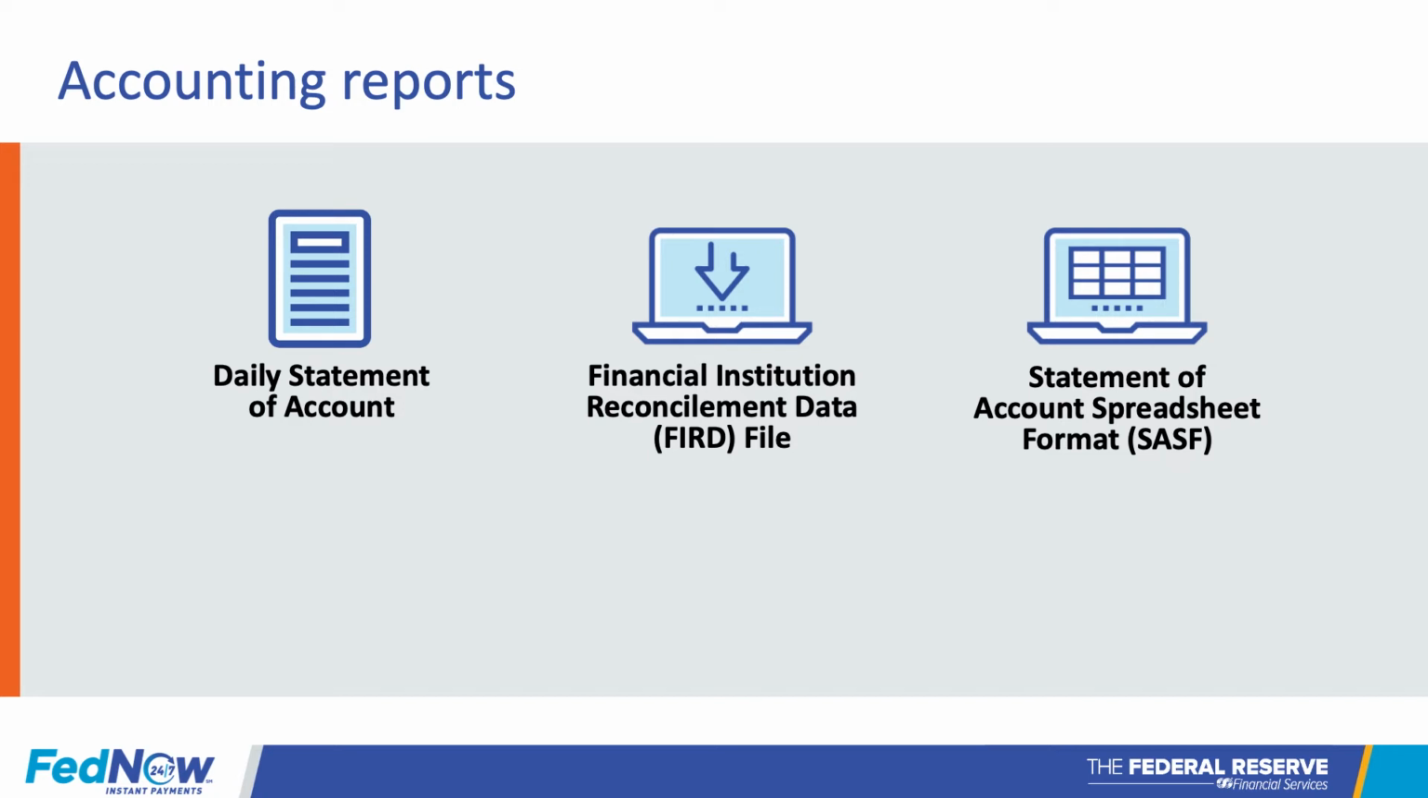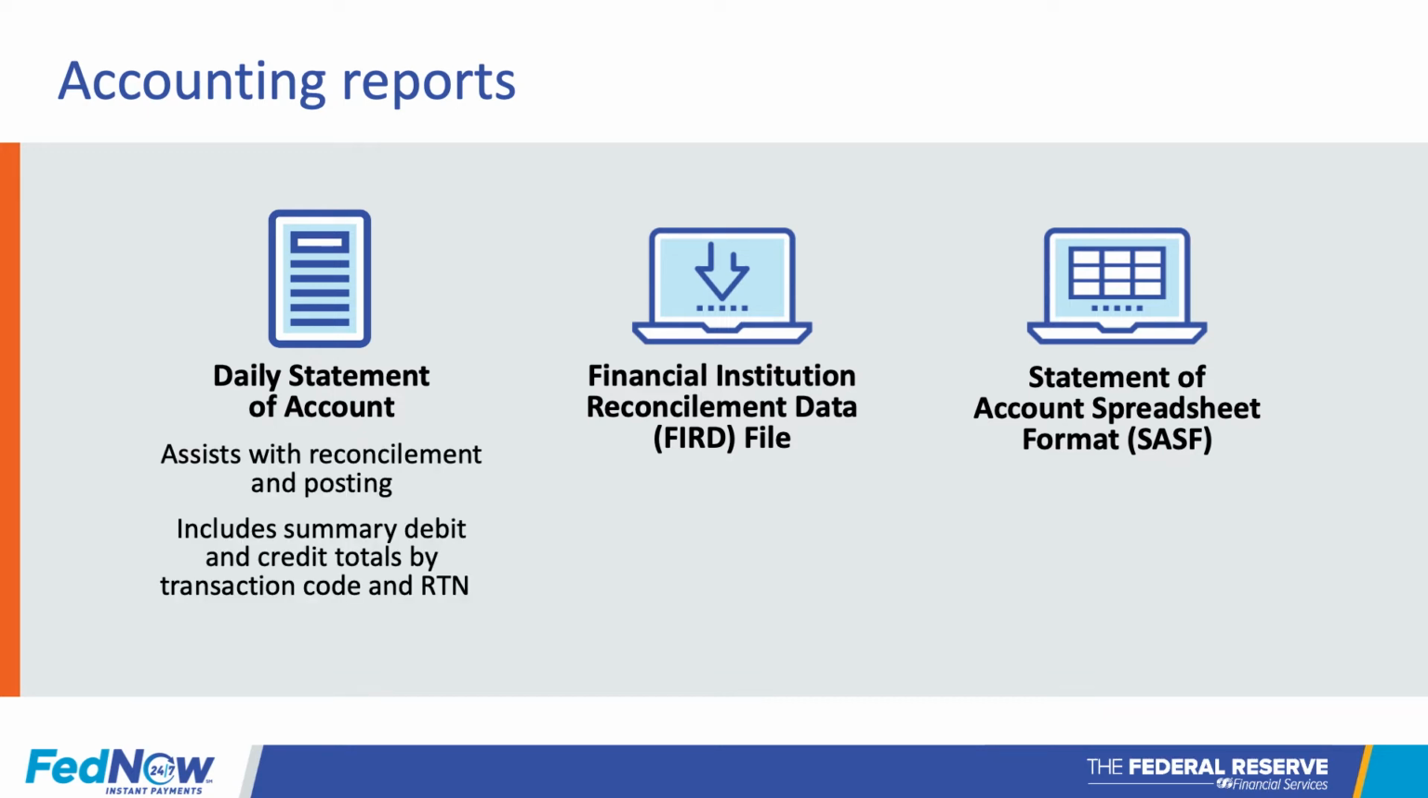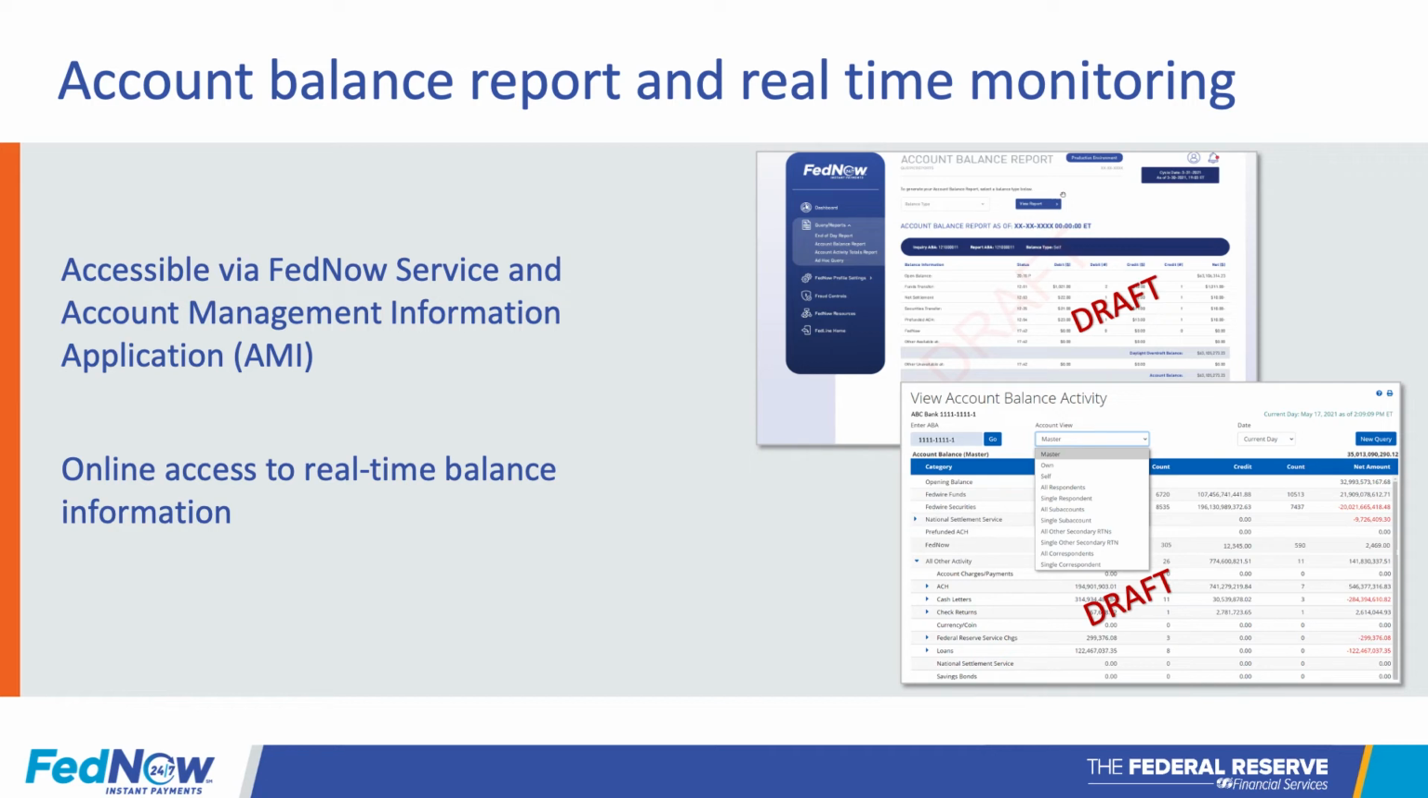The Federal Reserve accounting reports can also assist your institution with reconcilement and posting functions between your institution and the Federal Reserve. FedNow Service debit and credit transactions will be reflected in these reports by new FedNow Service transaction codes. The Daily Statement of Account will include summary debit and credit totals by transaction code and by RTN, and the FIRD and SASF files will include individual FedNow Service transactions. The Account Balance report will be available via the FedNow Service and the Account Management Information application, allowing access to real-time account balance information, which can help you monitor and manage your Federal Reserve account balance at any time.